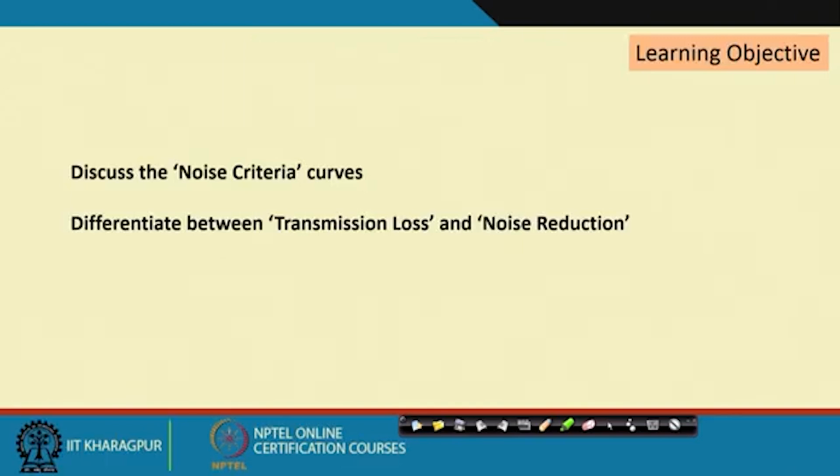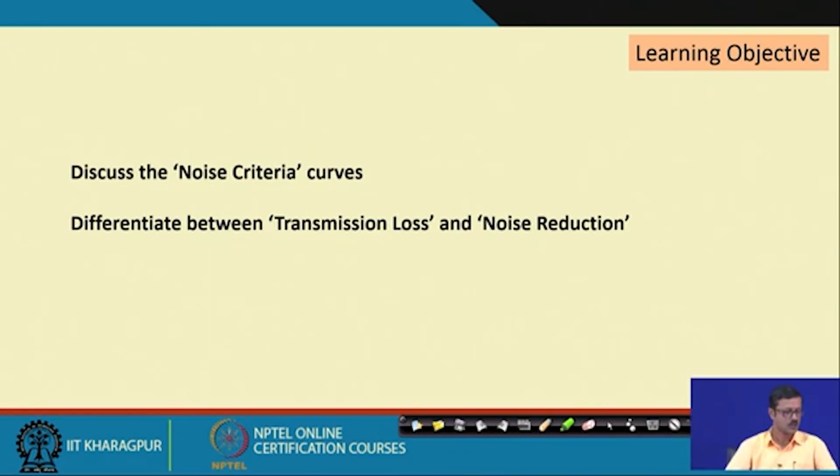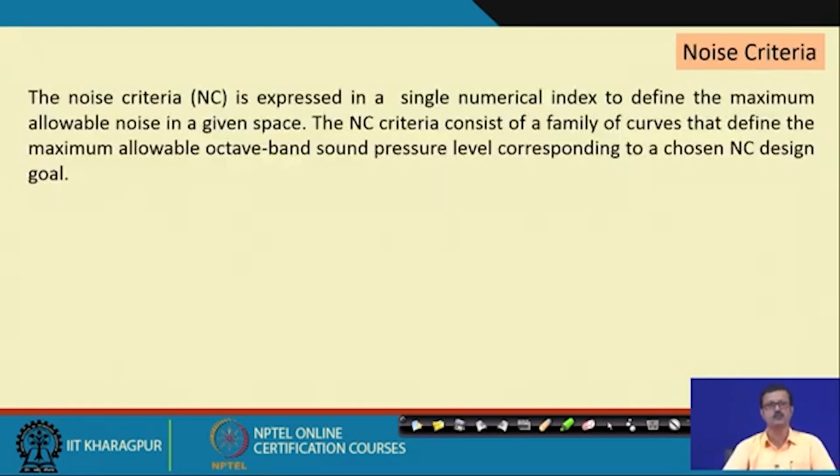The learning objective of this particular lecture is, first, we will discuss the noise criteria curve. This is one of the very important criteria curves from the noise point of view, and we will see how this criteria curve helps in designing for transmission loss also. And we will try to differentiate between the transmission loss and the noise reduction, where there is a slight difference. Already we have covered transmission loss in the last lecture, if you remember.